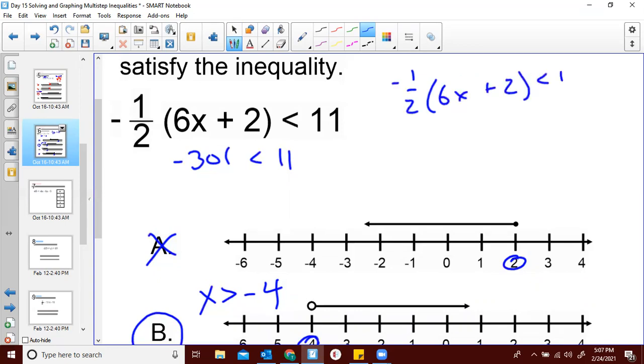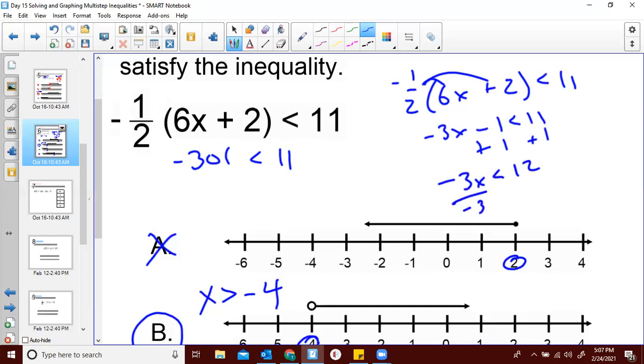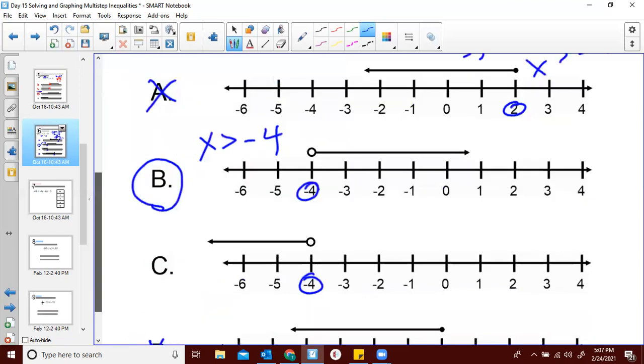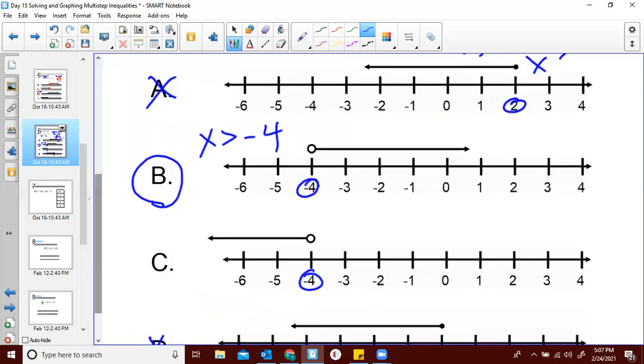All right, so we would distribute. So we would have a -3x minus 1 less than 12, 11, add the 1. There it is. Okay. I don't know what I was doing, but nothing wrong with going back old school. And you get x is greater than -4. Remember to flip this sign because we divided by a negative. All right, so that works. B is our answer.